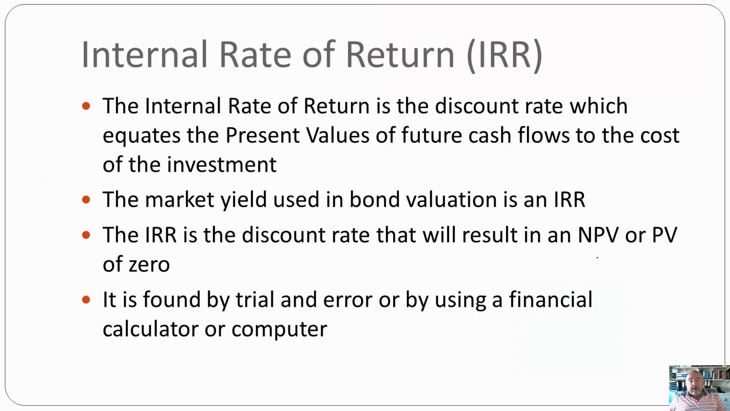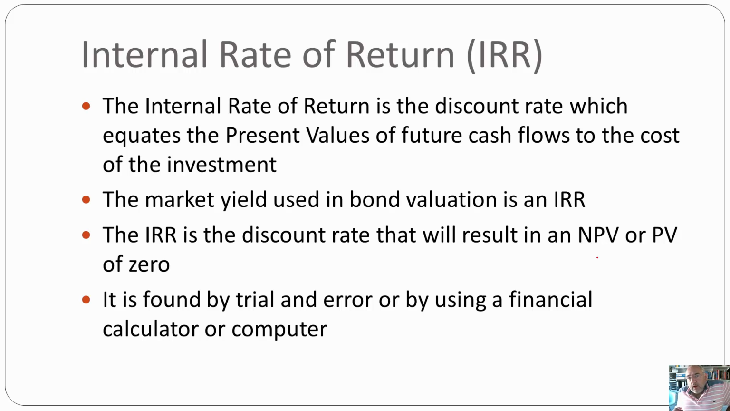Now let's talk about the internal rate of return. The internal rate of return method is basically a flip side of net present value. So with net present value, you put in a threshold rate, you discount the cash flows, and you come up with a net present value. And if it's greater than zero, then yay.